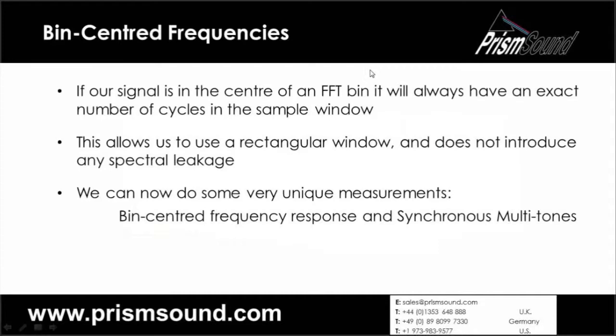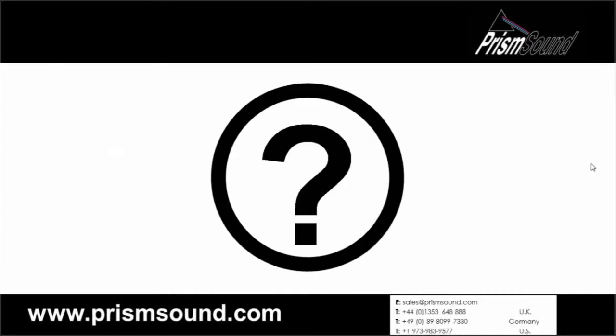Okay, so the other method that I talked about, apart from using a window function, was to ensure that your signal has an exact number of cycles within the sample window. And this is known as being bin-centered. Once we've done this, it allows us to use a rectangular window which doesn't introduce any of the spectral leakage. And once we've done this, we can actually do some very unique special measurements, the bin-centered frequency response and a synchronous multitone.